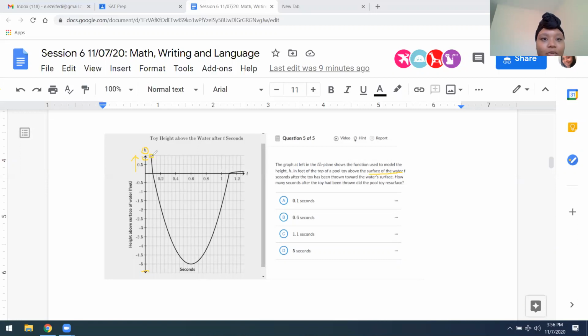I mean, it's thrown from above the surface of the water. This is the surface of the water right here, or the 0 point, the origin. So it starts from above the surface of the water, and then it's been thrown towards the water's surface. So that means it starts to go down because it's higher than the water surface.